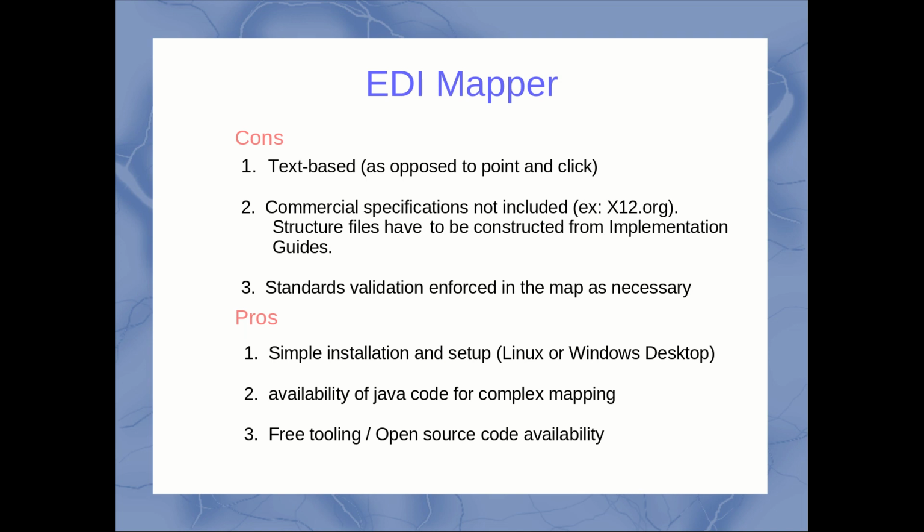Pros. The installation and setup of this application is very, very simple. It usually takes less than 5 minutes to install it, and it can be installed on a Linux and or a Windows desktop. The biggest pro of the application is the Java engine behind the mapping tool itself. You do have access to all Java functions, all methods, all syntax, in case you have to use that for any complex mapping situations. Now, most mapping situations don't require it. They're pretty much straightforward from one source field to a destination field. But if you have to use it, it's nice to know that you have that power of Java behind you.